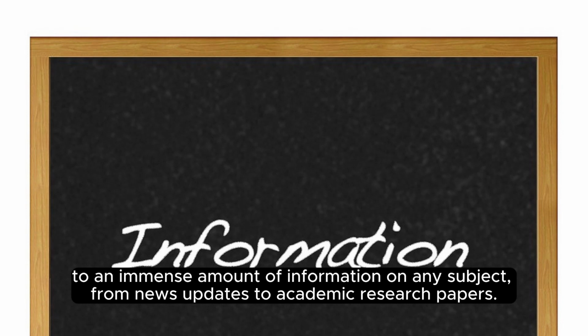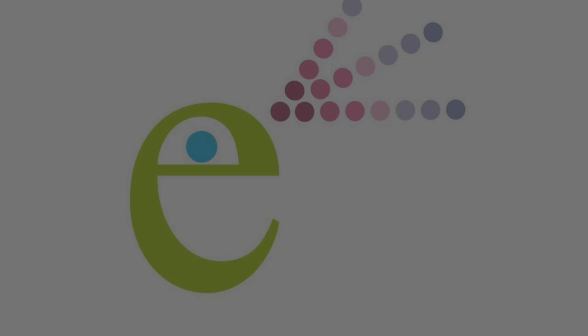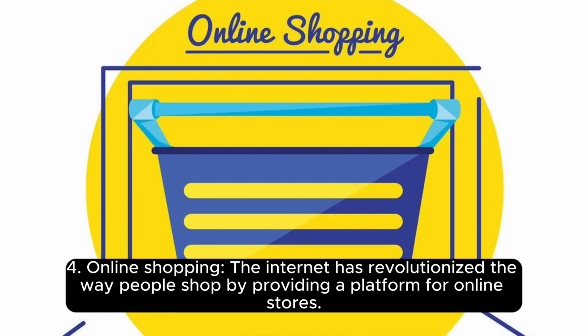academic research papers. 3. Entertainment. People can use the internet for watching movies, listening to music, playing games, and other forms of entertainment. 4. Online shopping. The internet has revolutionized the way people shop by providing a platform for online stores.